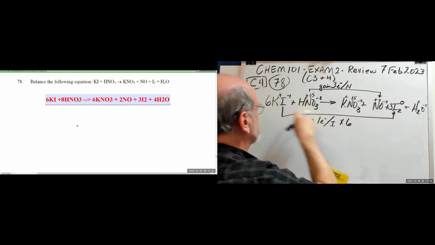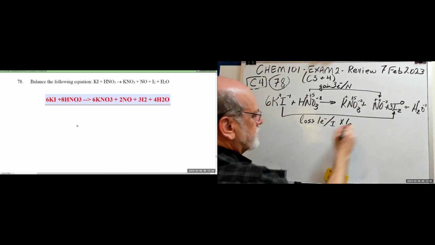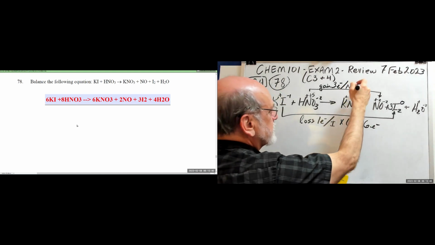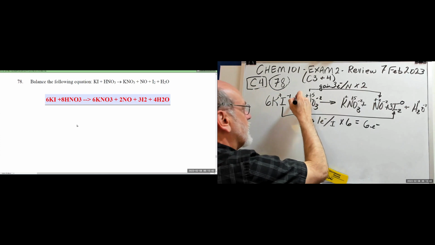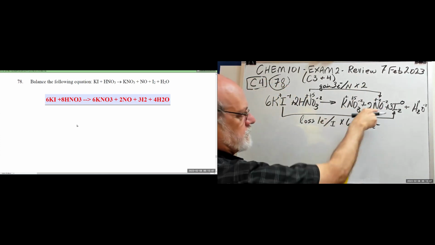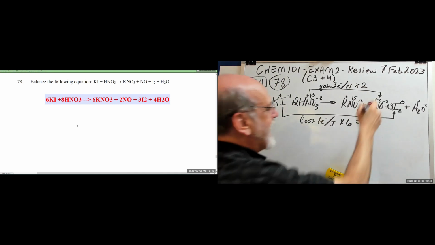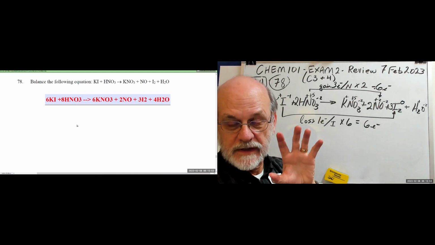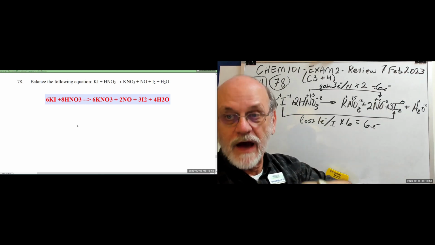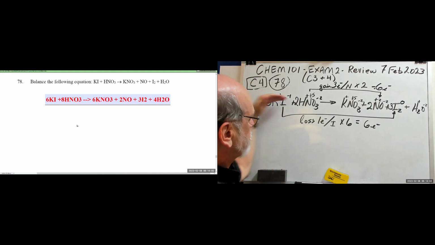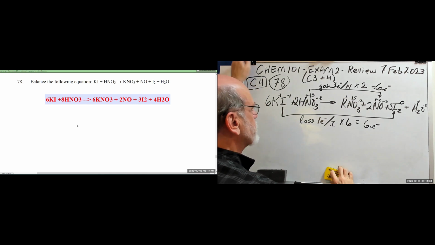That gives us 6 iodines there, 6 iodines there. So that's 6 electrons. This one needs 6 electrons, so we multiply by 2, a 2 here, 2 nitrogens, and a 2 here, 2 nitrogens. Now, the transfer of electrons is balanced. Now we can move to our budget method, starting with this equation, not the original equation.